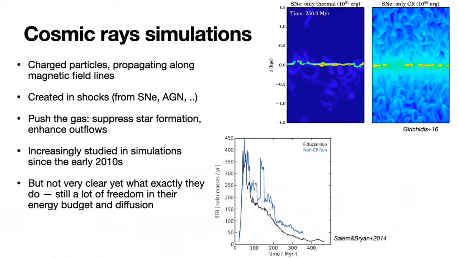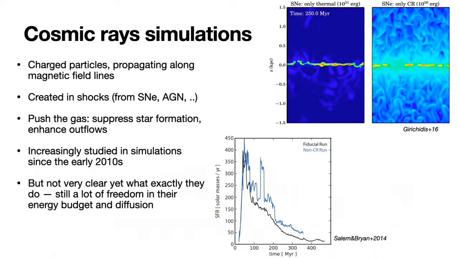The problem with cosmic rays is that they are not very well constrained at all. How much energy you have in cosmic rays in galaxies, and also how quickly they diffuse in the gas in and around galaxies. So there is almost complete freedom in what you put into these energies and diffusion coefficients in your cosmic ray simulations, and depending on what values you use, you can create all sorts of effects.